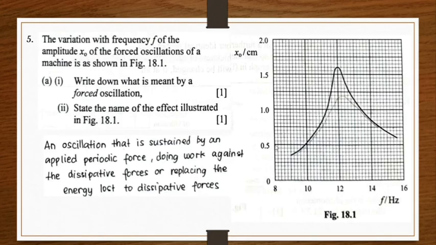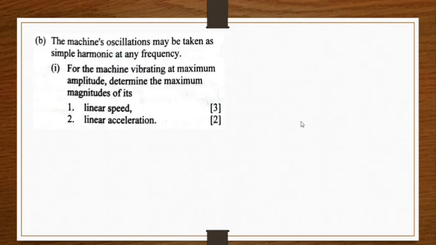And state the name of the effect illustrated in figure 18.1. In your book, it is on page 301. And this is an effect called resonance. With light damping, the machine's oscillations may be taken as simple harmonic at any frequency. For the machine vibrating at maximum amplitude, determine the maximum magnitudes of its linear speed.